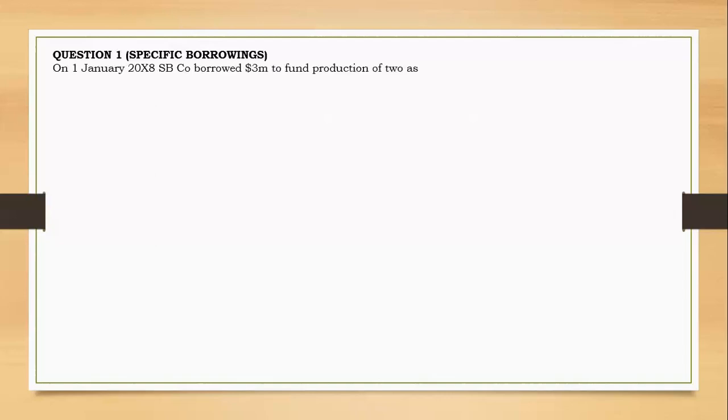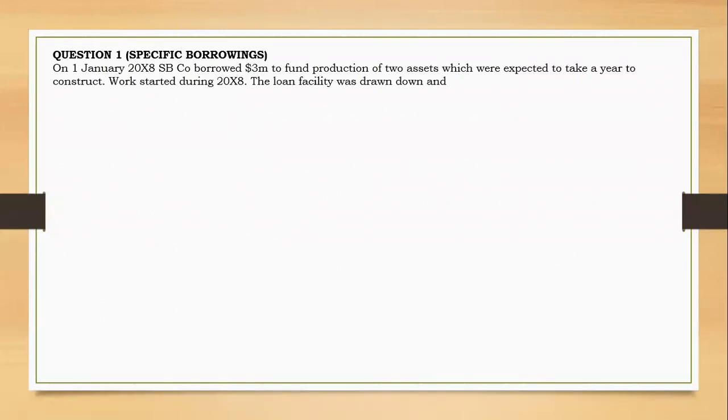Now you're just going to examples and see what we have to do when you encounter questions of this kind. Question 1. This question relates to specific borrowings, right? The question: on 1st January 2008, SB company borrowed $3 million to fund the production of 2 assets which were expected to take a year to complete constructing.